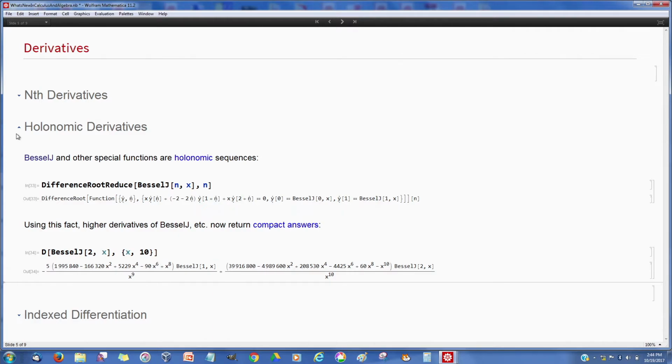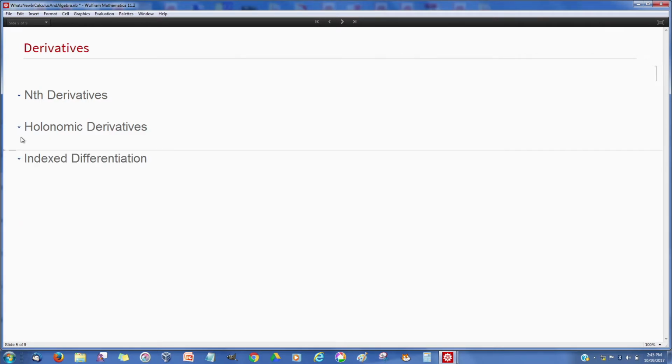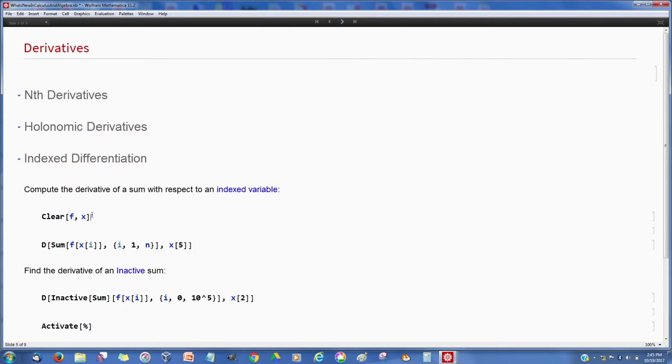Okay, so finally, something that really affects our users. So for a long time, people have kind of observed, complained, whatever, that we could not differentiate with respect to indices. Let me give you an example. Here's a function f of an index variable. You sum it. You want to find the derivative with respect to x5. And that looks easy, but it's very hard to actually carry it out in practice.